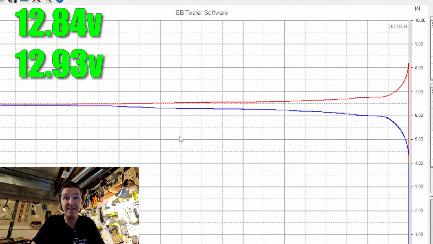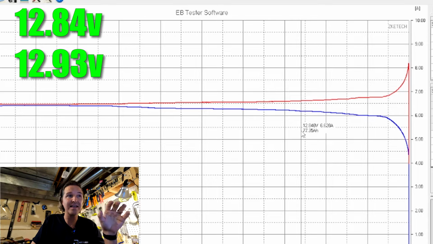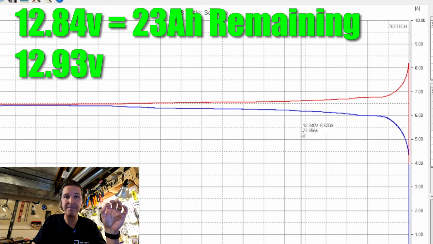Okay, so here is our graph of the Redodo trolling motor edition battery. It is a 100 amp hour battery and it's a 12.8 volt. It's your standard 12.8 volt, 100 amp hour battery. And we said that the ideal multimeter measured this at 12.84. So let's try to find 12.84 on this graph, which was probably right here, 12.84. And what you can see below that is that there were 77.35 amp hours drawn out of this battery already. So there was only 23 amp hours left.